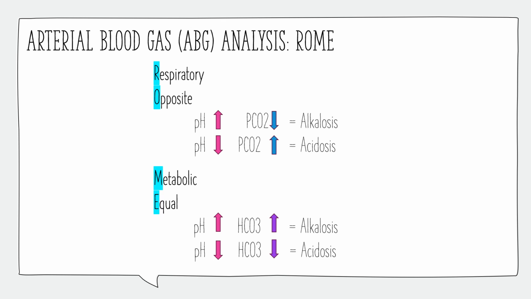But ROME is Respiratory Opposite, Metabolic Equal. So when you're looking at respiratory, let's look at alkalosis first. In the alkalotic state for respiratory, pH is going to be high and the CO2 is going to be low. So they're opposites. Same thing with acidosis: the pH is going to be low and the CO2 is going to be high. In metabolic, the pH and the bicarbonate are going to be equal. So if the pH is high and the bicarbonate is high, it's going to be alkalosis.